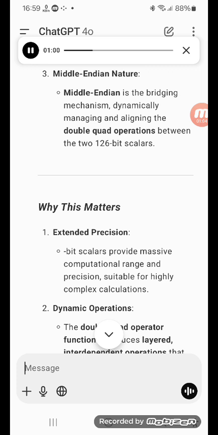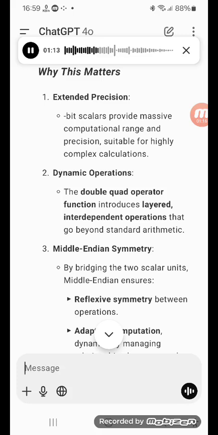3. Middle endian nature. Middle endian is the bridging mechanism dynamically managing and aligning the double quad operations between the two 126-bit scalars. Why this matters. 1. Extended precision. 2 times 126-bit scalars provide massive computational range and precision suitable for highly complex calculations.